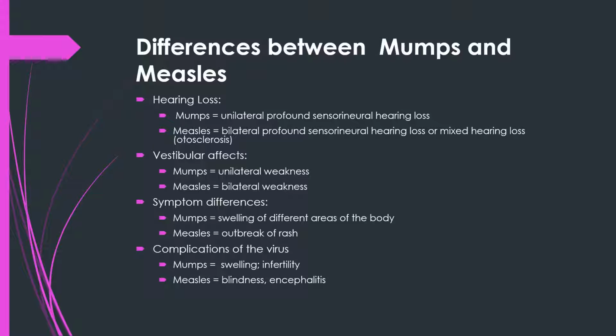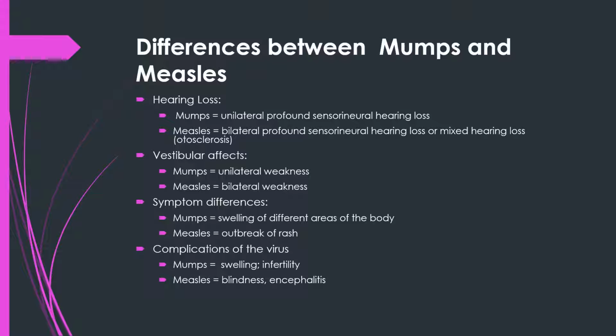So differences between mumps and measles. Hearing loss: for mumps, it is unilateral. In the majority of cases, it's unilateral profound sensorineural hearing loss. For measles, it's bilateral profound sensorineural hearing loss or a mixed hearing loss if otosclerosis has occurred. Vestibular effects: for mumps, normally unilateral weakness; for measles, bilateral weakness.